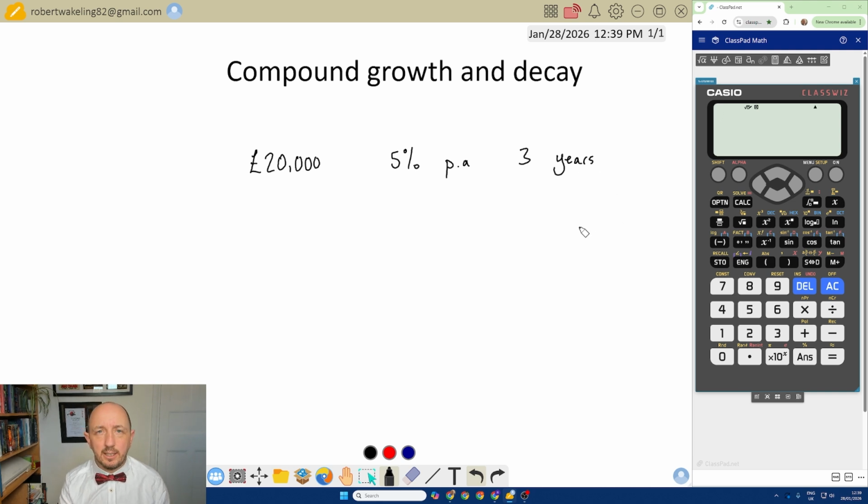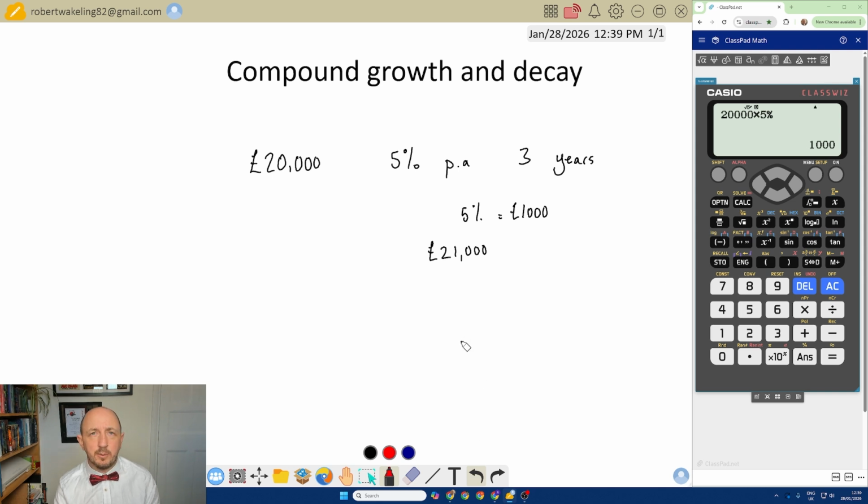Essentially, when you invest this £20,000, the bank or the institution will give you 5% each year and you will receive that money. So for the first year, 20,000 times 5% is £1,000. So 5% will be equal to £1,000. And then we add that onto our total, £21,000. This is year 1.